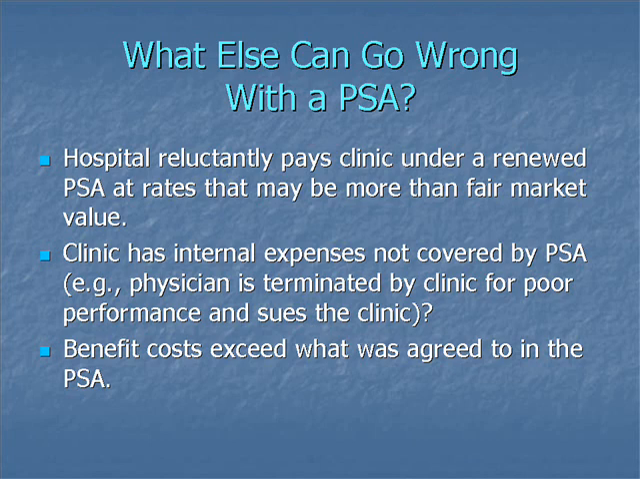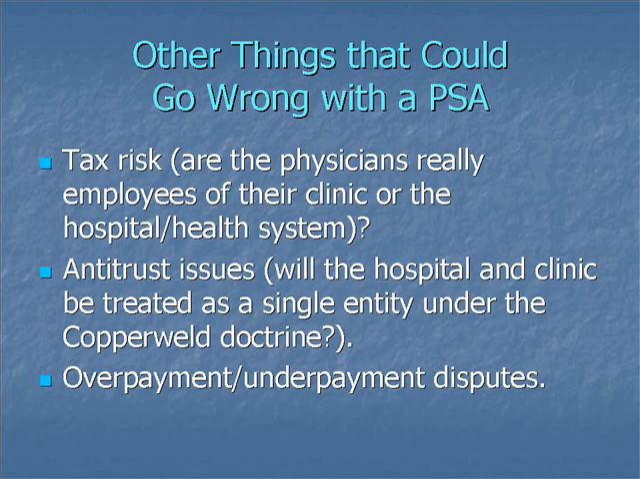Another one is that benefit costs are going to exceed what people thought were going to be the case in the PSA, especially with health insurance. You know, people will try to set what they think the initial rates are going to be for a 3-year term, and you get out after 1 year and you already find that the benefit costs don't work under what was agreed to in the contract. So you have to either work out a new deal or tell the doctor that's tough, that was the deal you struck.